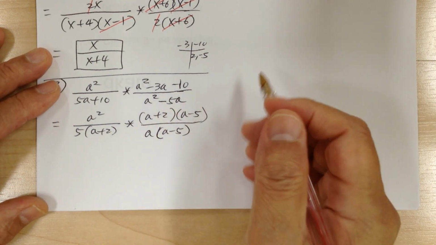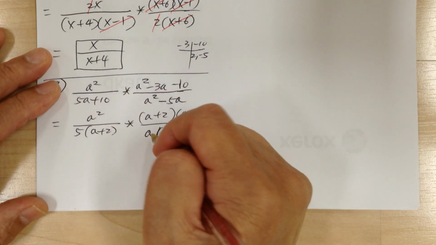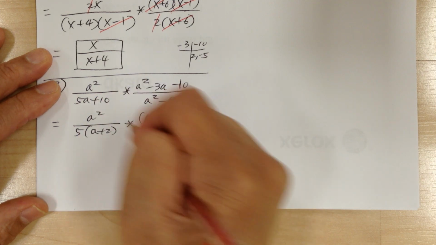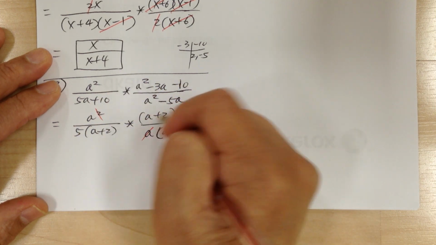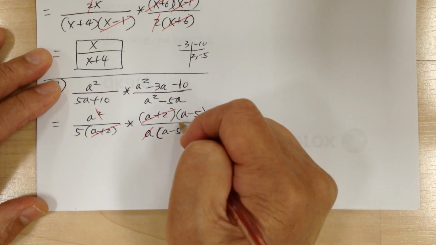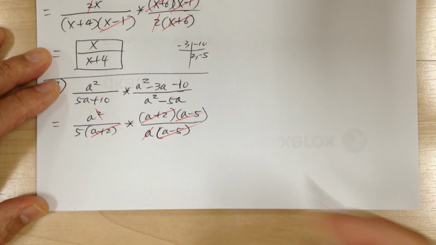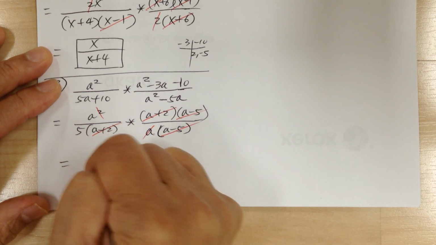After you factor everything, you're ready to cancel. So a squared and a cancel out. A plus 2 cancels with a plus 2. A minus 5 cancels with a minus 5. So you end up with a over 5.